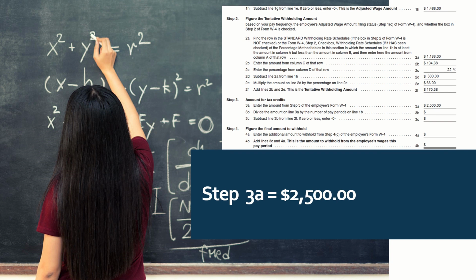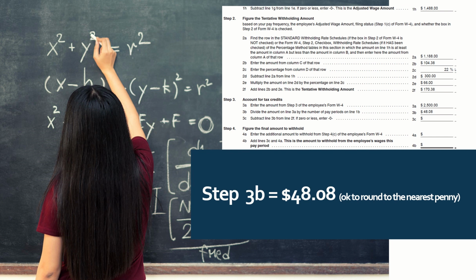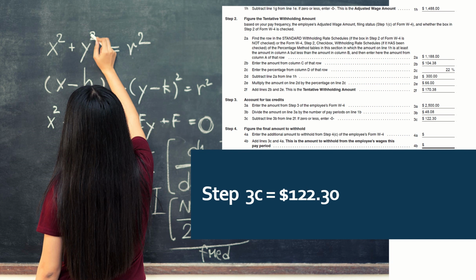Then we're going to enter the amount from step 3. Remember, that was $2,500. We're going to divide the amount on line 3A by the number of pay periods in line 1B. 1B was 52, which represents 52 weeks for a weekly payroll. When you do this calculation, it's okay to round to the nearest penny. Subtract line 3B from line 2F, which gives us $122.30.